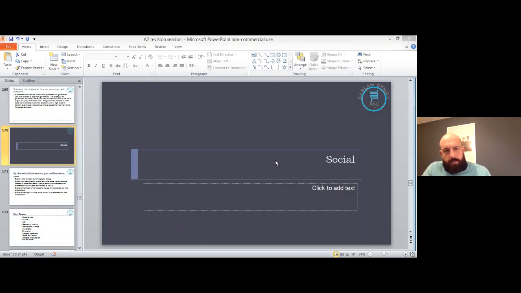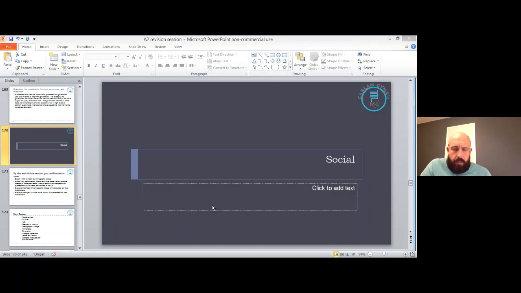What we've done so far is we've looked all the way through Unit 3 and about halfway through Unit 4. The plan today is to finish going through the content of Unit 4 and hopefully have a bit of time to run through some of the exam stuff as well. Let's crack on and go through some of this.